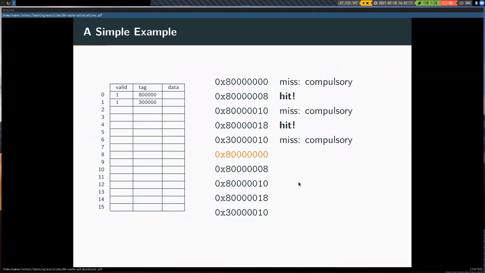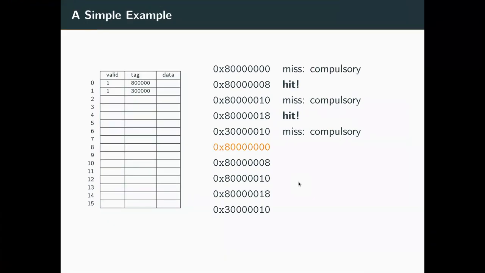And then we come down here, 800,000 with two extra zeros, 80 million hex. This is going to be a hit because it's here at index zero. Tag matches. This one is also likewise going to be a hit, just like the one up here.